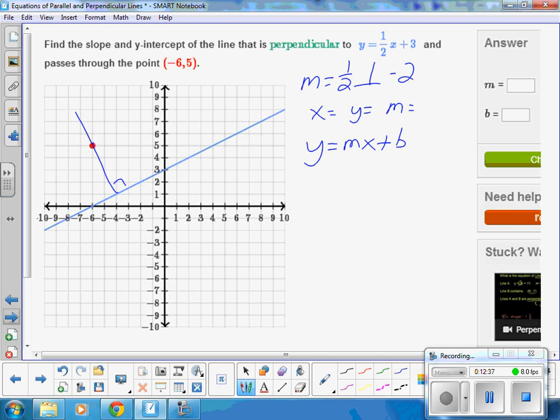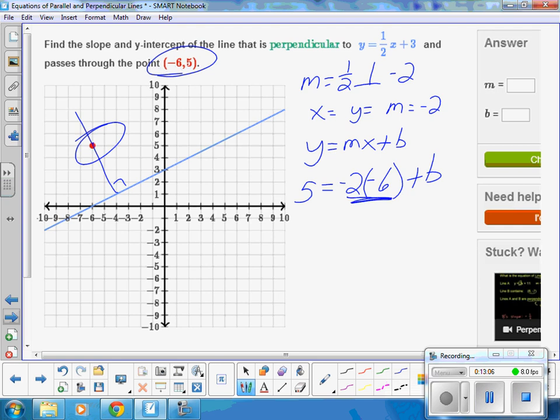We just haven't done the perpendicular or parallel part to it. Okay, so I know my slope has to be a negative 2 to be perpendicular to the given one. My x and y come from this point right here, which is the negative 6, 5. So y is 5, and that is going to equal m, which is a negative 2, times our x, which is a negative 6, plus b.